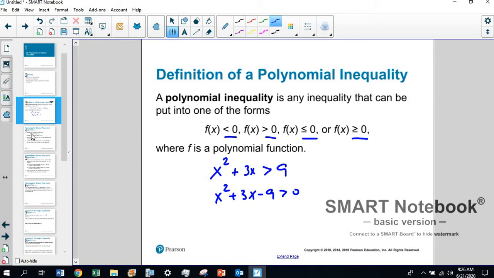So we're going to look at two types of solutions. We're going to do the algebraic version first. That's the way the book teaches it. I'm also going to show you how to use your calculator to help out.